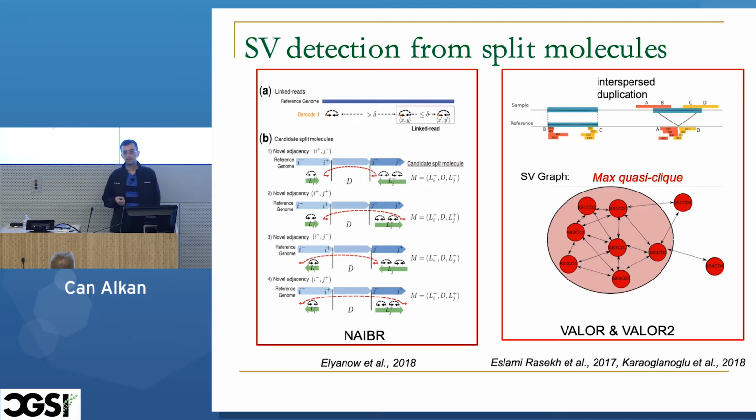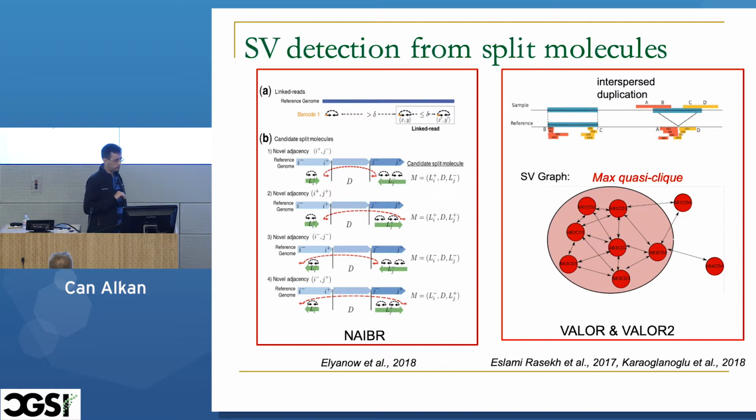NAIBR starts using the paired end information immediately with the split molecule information. With Valor and Valor version 2, we first try to find the potential candidate splits from the mapping information, and then we cluster them together. If they agree on something, we put them on a graph, and then we denote the agreement with the edges. And then we try to find the maximum cliques.